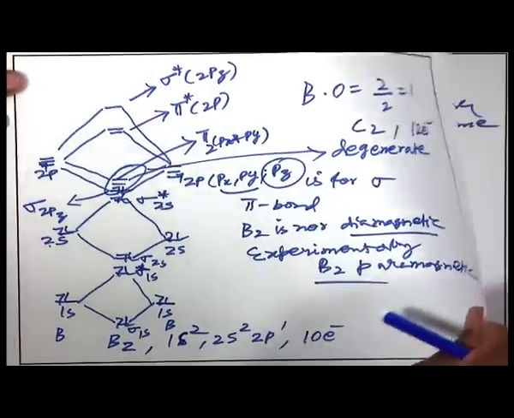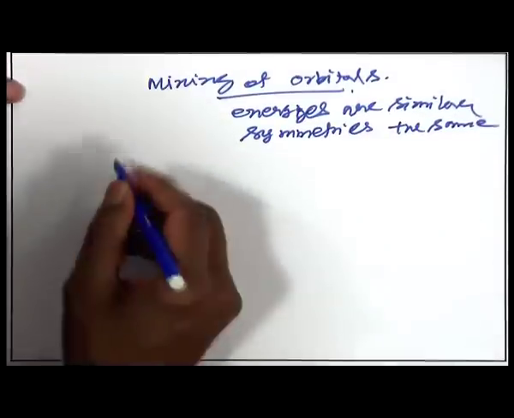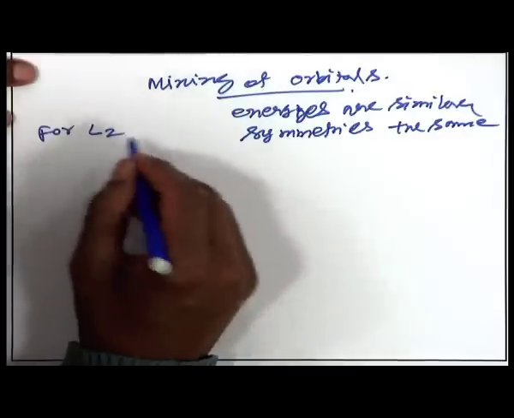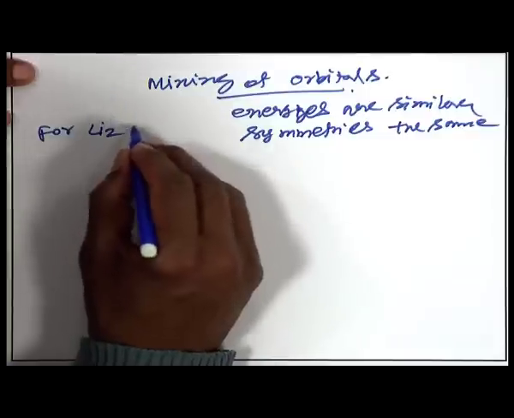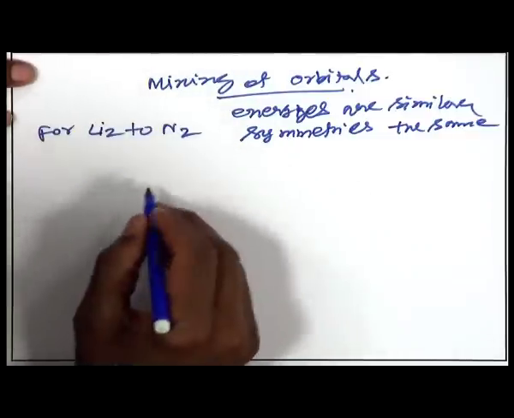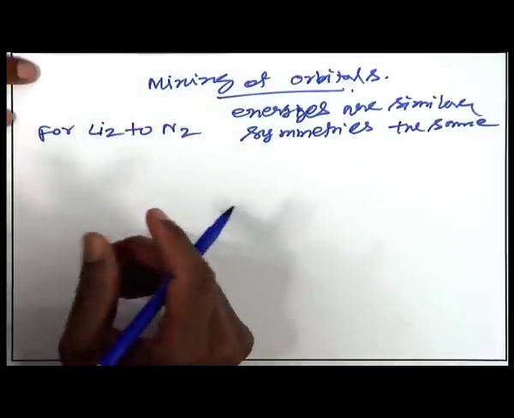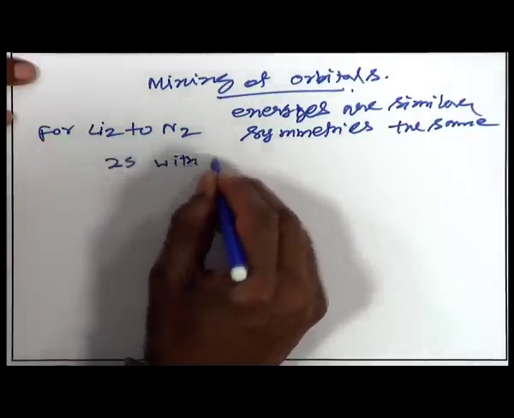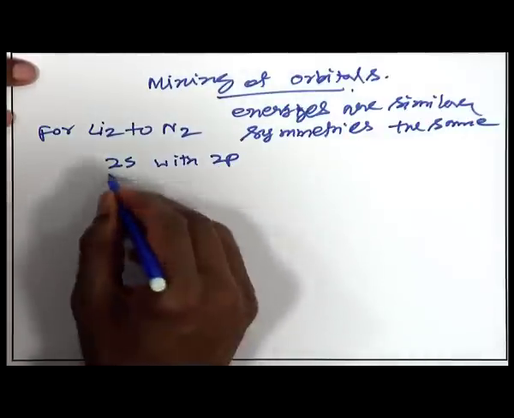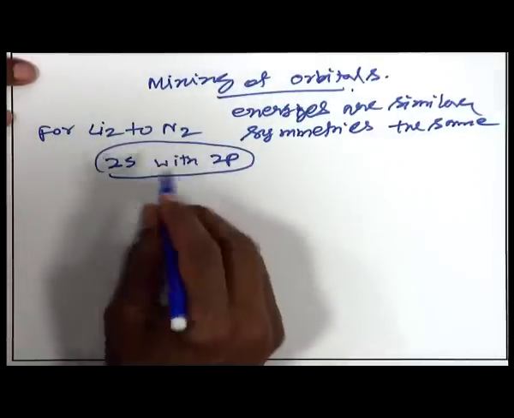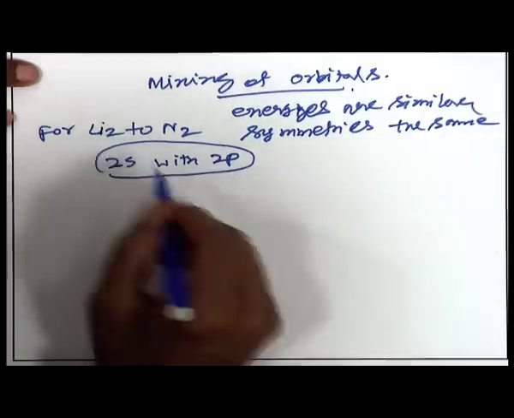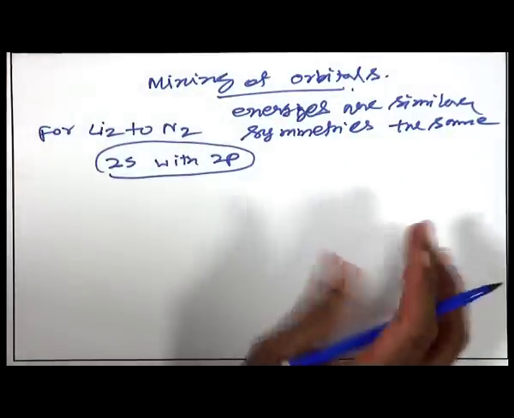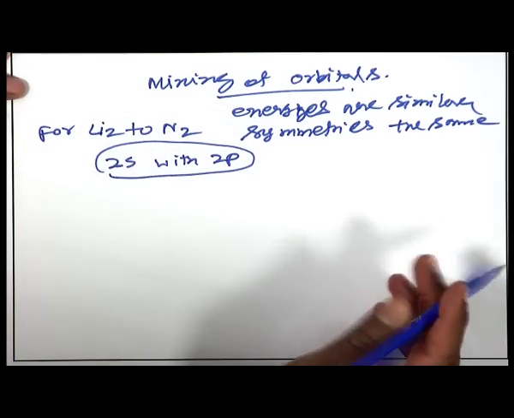for elements on the left side, for Li2, or for N2 molecules. For the Li2 and N2 molecules, there is a significant mixing of the 2s orbital with the 2p orbitals. There is a mixing between the 2s orbital and 2p orbital within one atom. As a result, when the mixing happens and they interact, the energy levels are reversed.